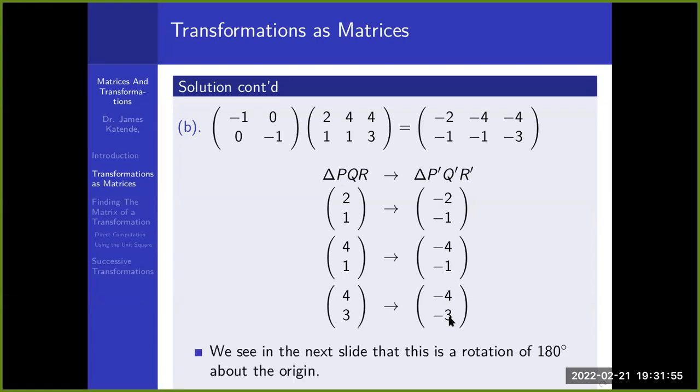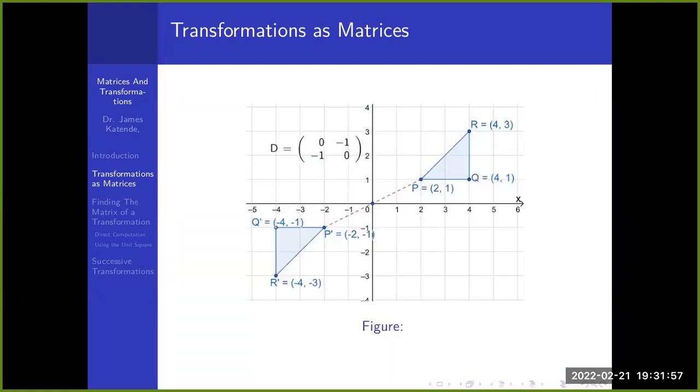So again, when we plot this, we see that it's just a rotation, about 90 degrees. Sorry, 180 degrees. I think I was still stuck in the previous example. So this is a matrix for the rotation about 180 degrees. Again, the center is the origin. The center of rotation is the origin.